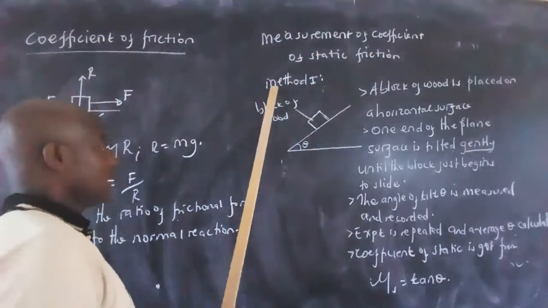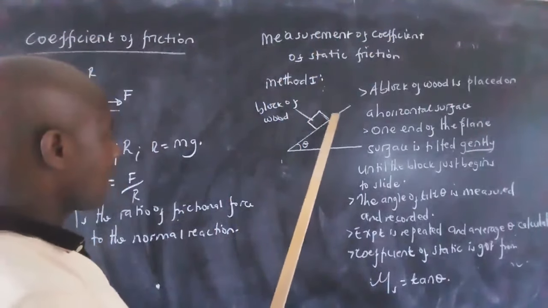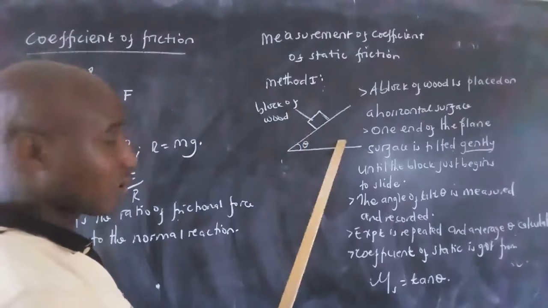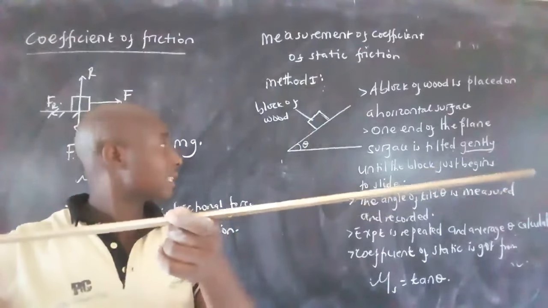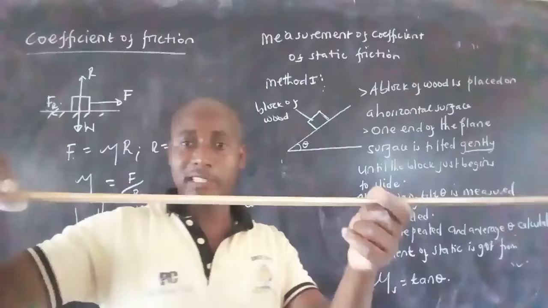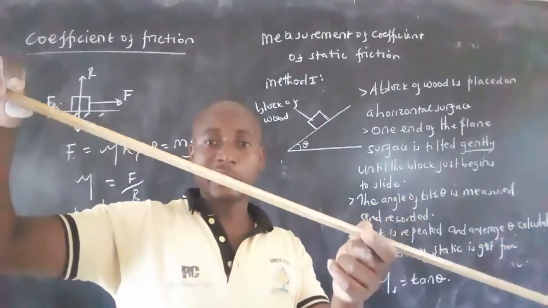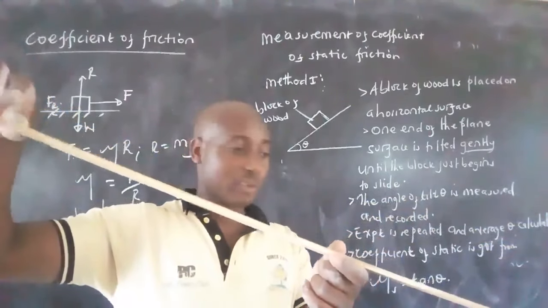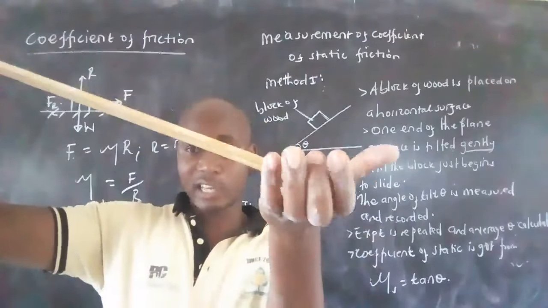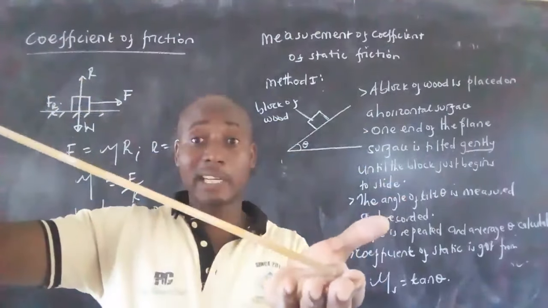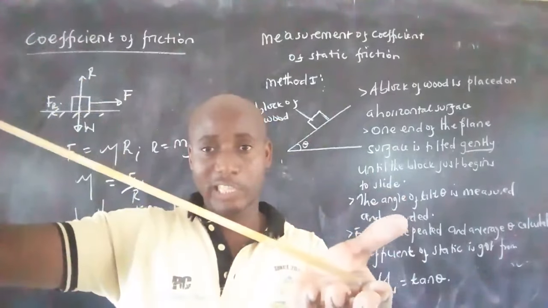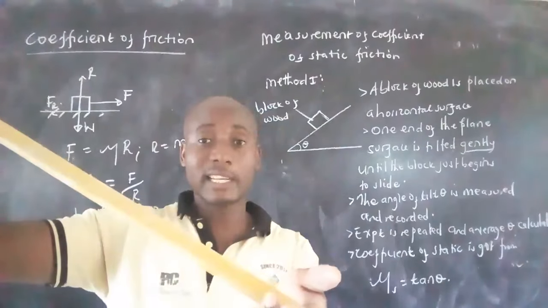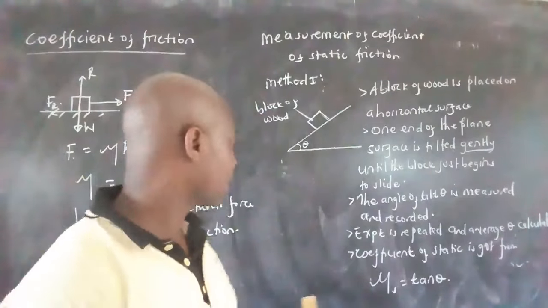Now method 1. We are saying that this is our horizontal surface, a plane surface. A block of wood is placed on the horizontal surface like this, and one end of the plane surface is tilted gently until the block just begins to move, until the block just slides down. The angle of tilt to the horizontal is measured using a protractor and is recorded. The experiment is repeated for like 3 times, and the average value of theta is calculated, and the coefficient of static friction is gotten from that.